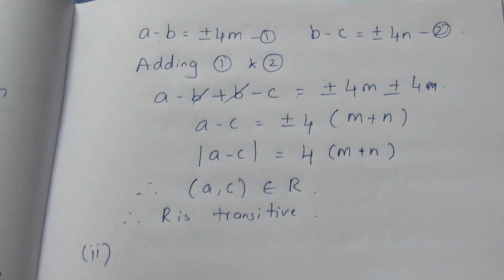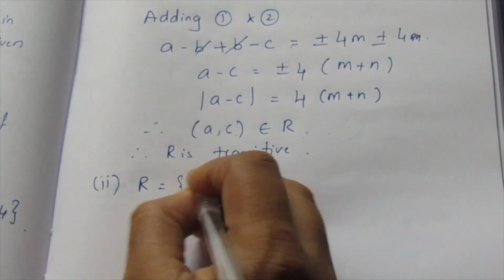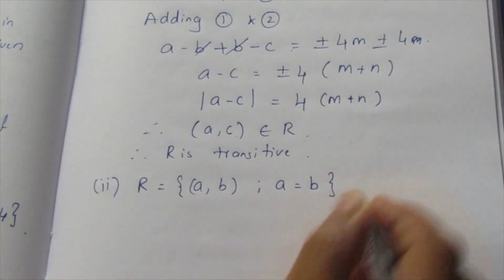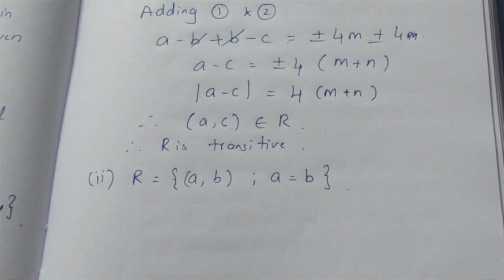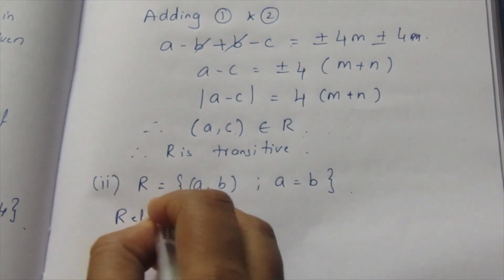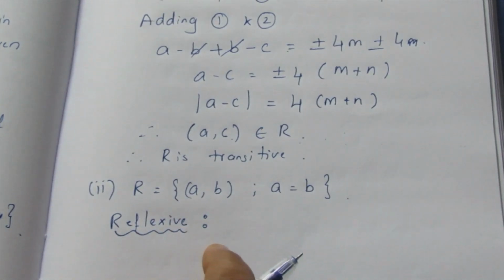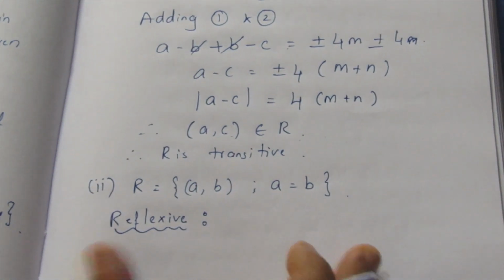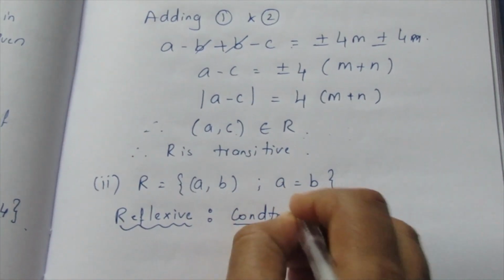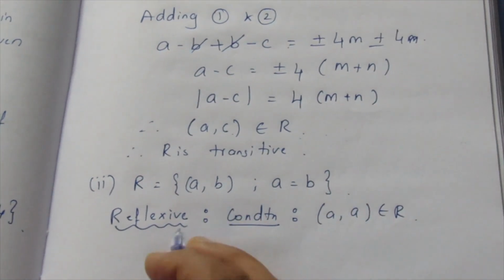In the second subdivision, they have given R to be A comma B, where A is equal to B is the relation given between A and B. Now let us find the reflexive. We are not going to substitute any number, though we have 1 to 12 there. We are going to prove it by the proof method. That is, we know that the condition here is A comma A belongs to R. Let us see whether it satisfies the condition.